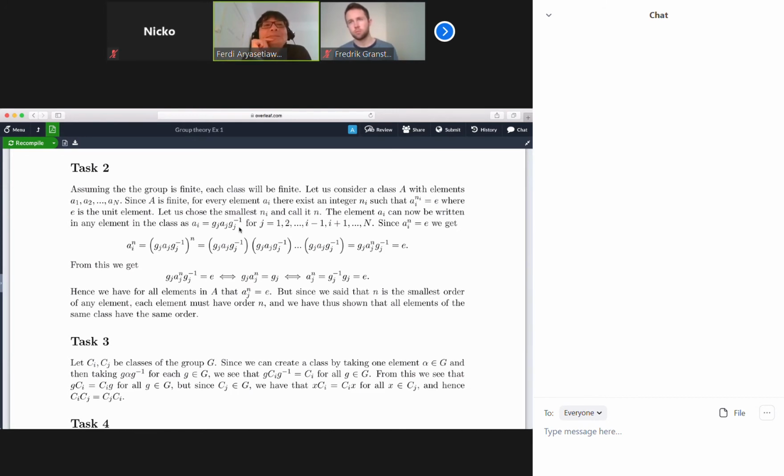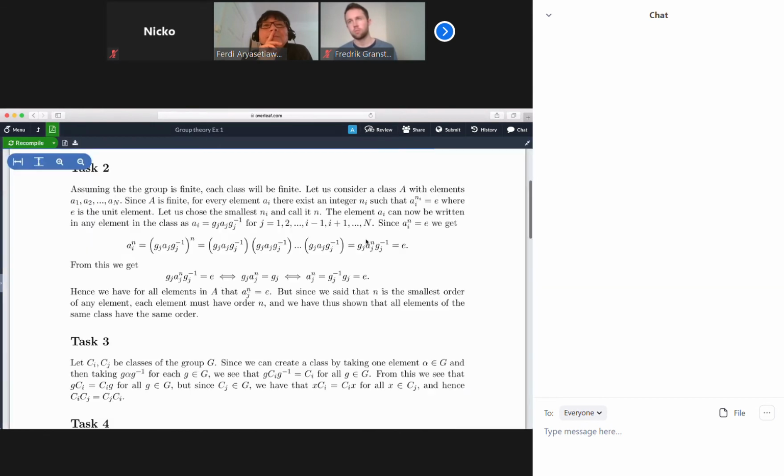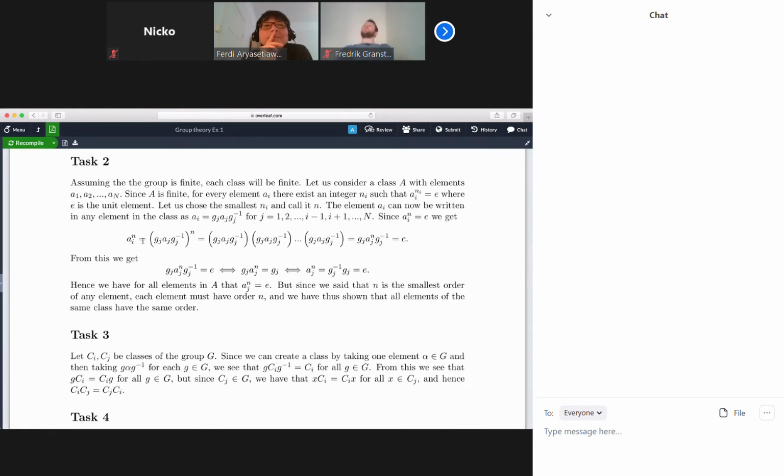And for every aj in this group. Since we already know that ai to the power of n is equal to the unit element, we can just work out the multiplication, and then all the g inverse will cancel, which means that we end up with this expression. And from this it follows that also aj to the power of n is equal to the unit element.